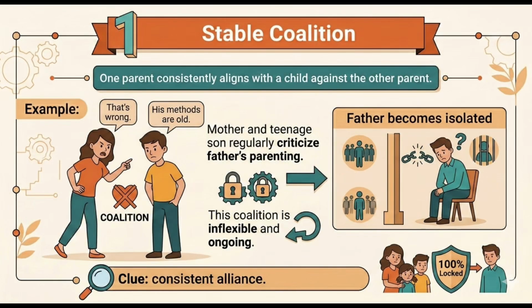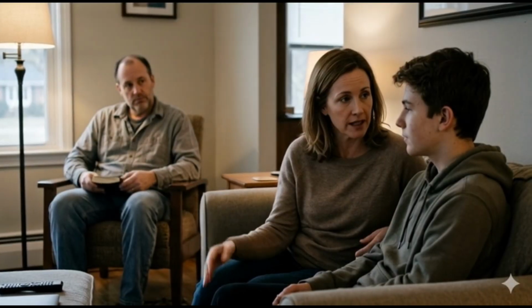One, stable coalition. One parent consistently aligns with the child against the other parent. Example: mother and teenage son regularly criticize father's parenting. Father becomes isolated. This coalition is inflexible and ongoing. Clue: consistent alliance.